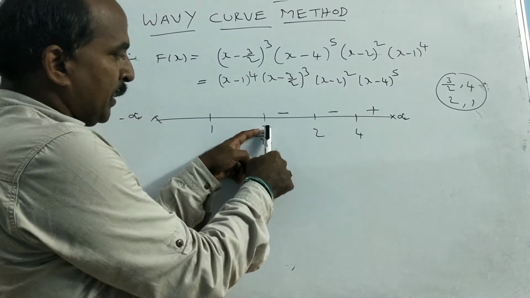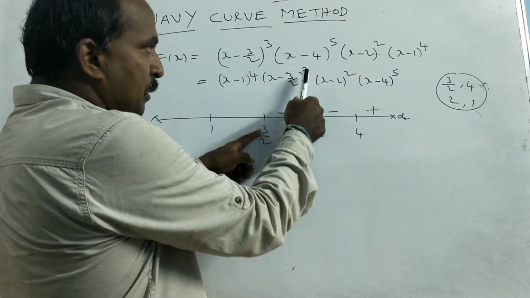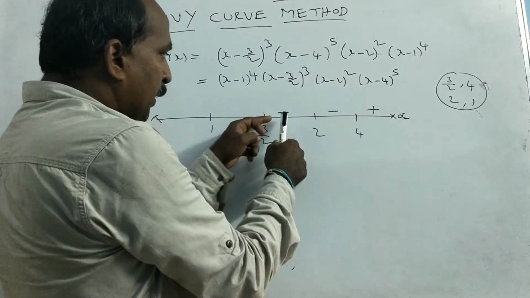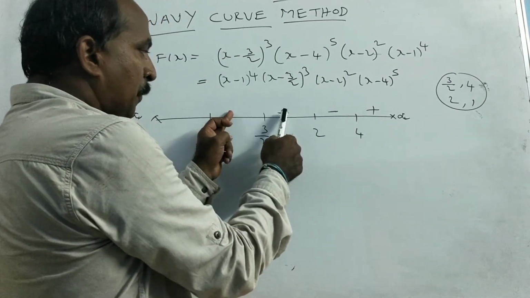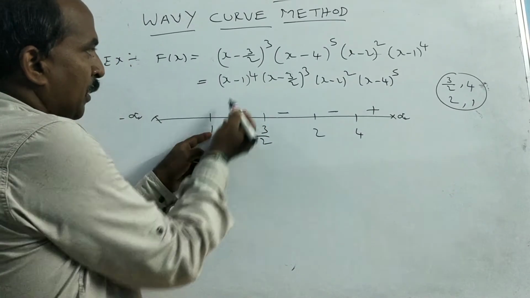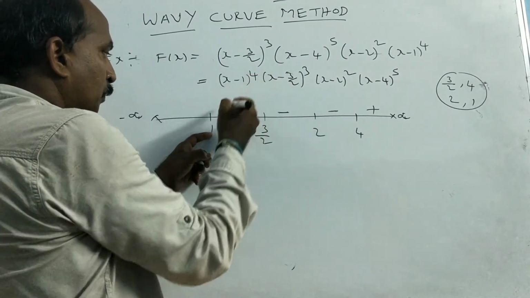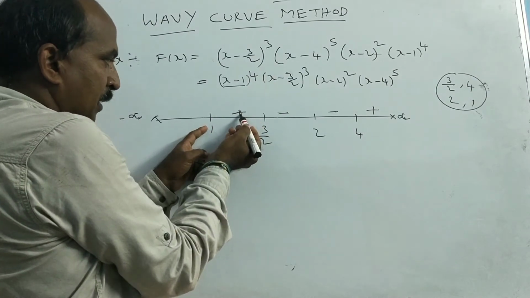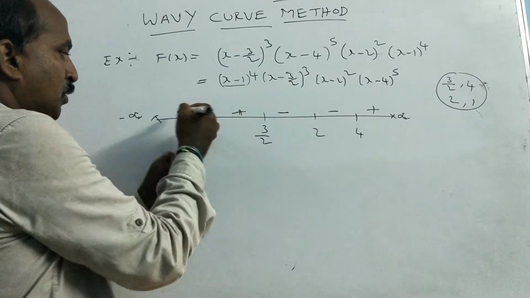Next, x minus 3 by 2 whole cube. So x minus 3 by 2 contains odd power. So we take the opposite sign to this sign here. Opposite to negative sign is positive. Last one is x minus 1 whole power even. So this term contains even power. So we take the same sign here. That is positive sign here.